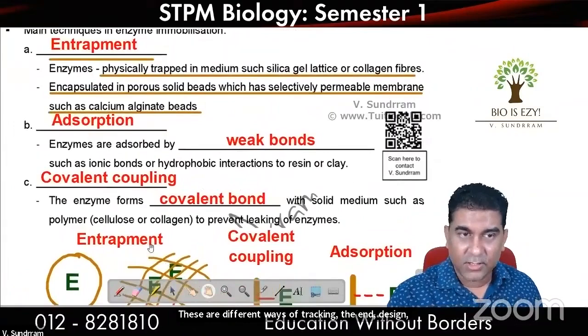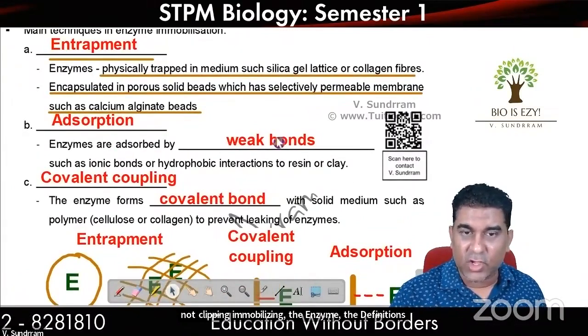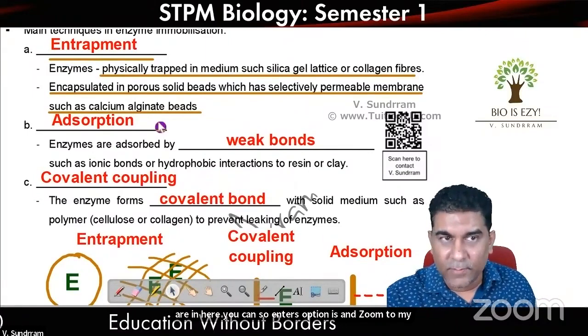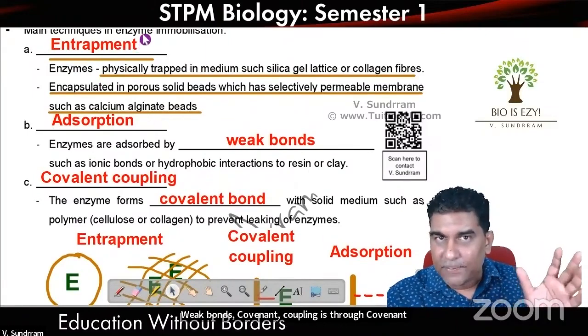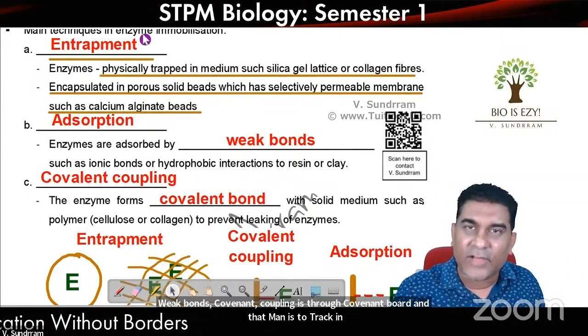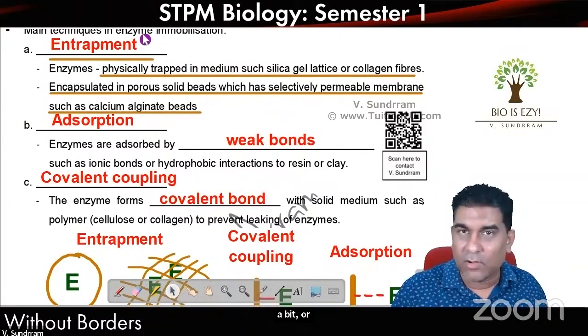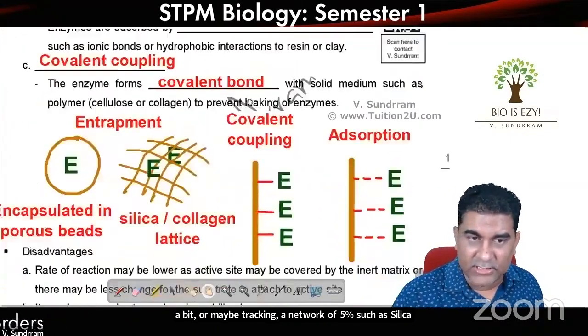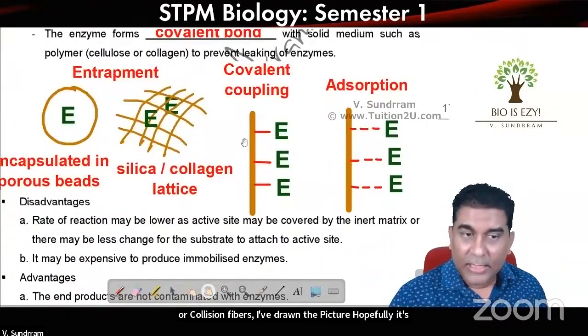Adsorption is adsorbed by weak bonds. Covalent coupling is through covalent bond. Entrapment is where you trap the enzyme in a bead, or maybe trap it in a network of fibers such as silica or collagen fibers. I've drawn the picture. Hopefully it's easy for you to understand.